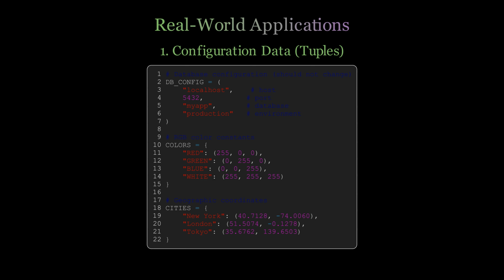Let's see these data structures solving real problems in practical scenarios. Tuples are perfect for configuration data that shouldn't change during program execution. Database settings, color constants, and geographic coordinates are excellent tuple use cases. The immutability prevents accidental modification of critical values.